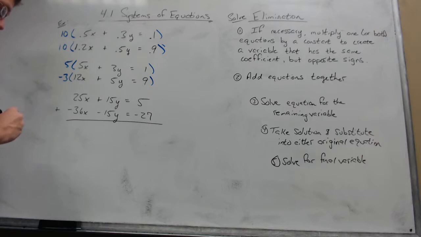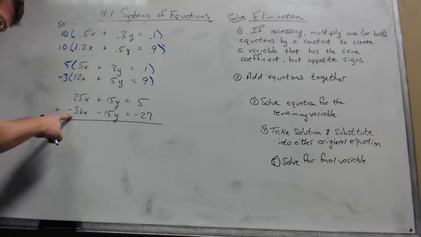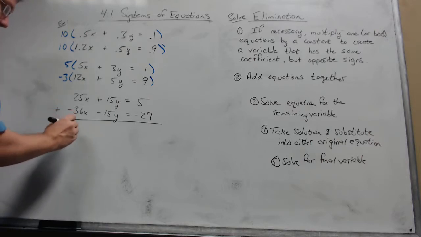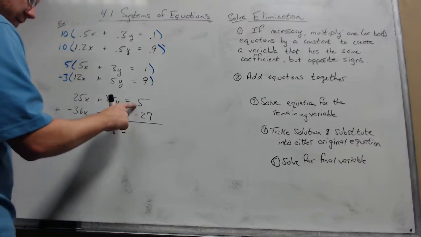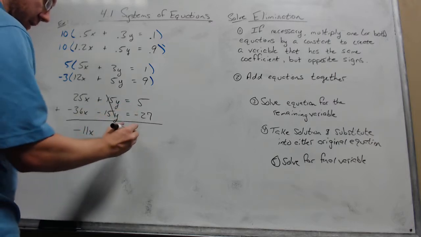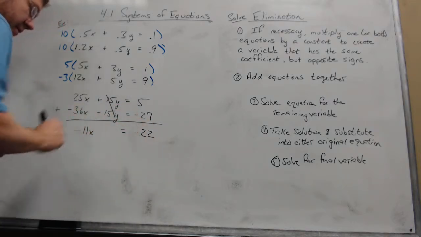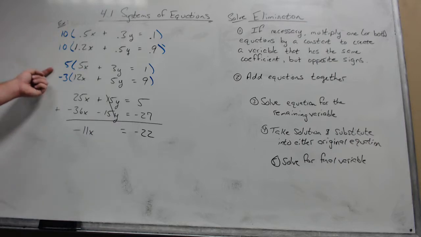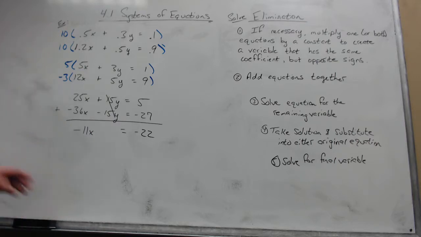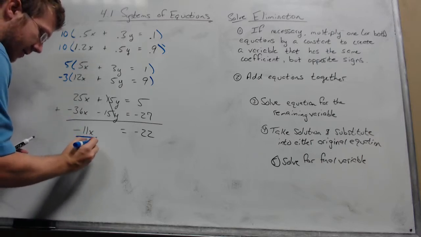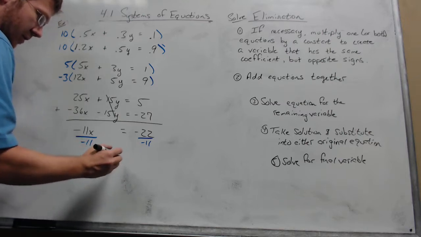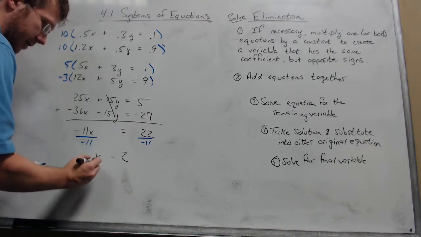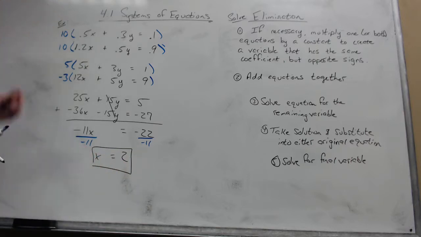Now let's add the two equations together. 25x and negative 36x, when we group those, we should end up with negative 11x. These two should cancel, and 5 and negative 27 would end up negative 22. So we canceled out the y's. We did a lot of multiplication by constants that we knew would help us. And now we can solve for x. So we get an x value of 2.